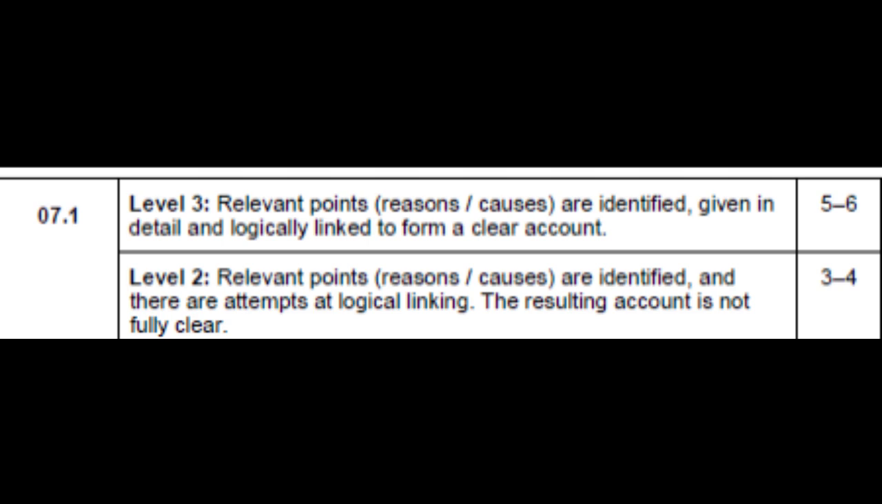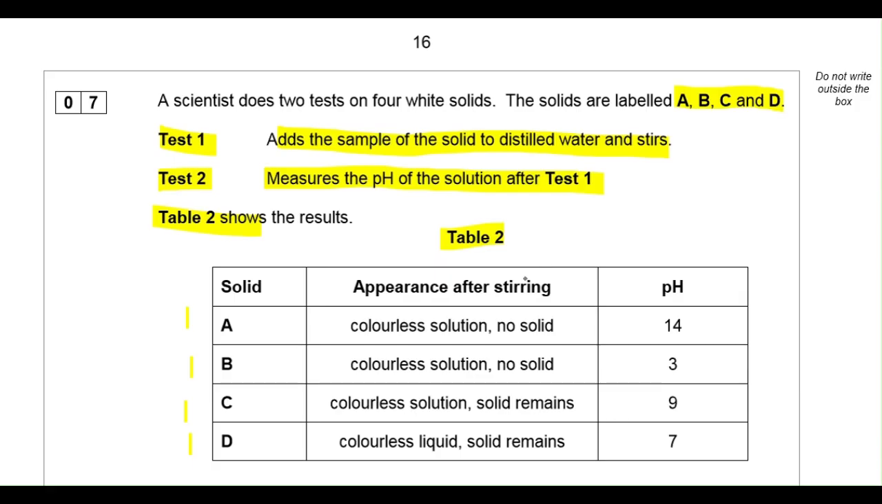So the appearance after stirring is giving us a clue as to the solubility of the oxide in water, and the pH column is telling us whether the solution formed is acid, alkali or neutral. Now you may well recall that metal oxides, when dissolved in water, form a pH greater than 7.